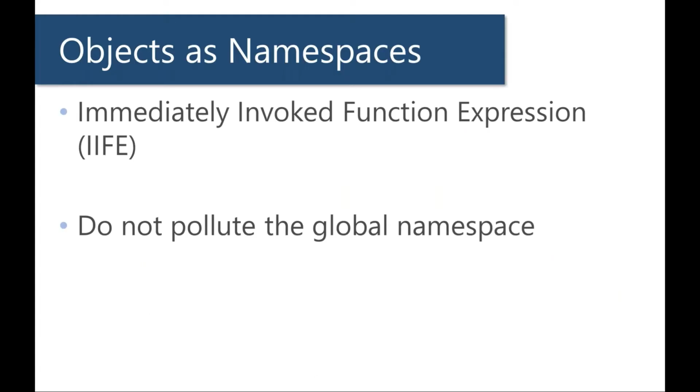But first, I want to make sure that I clarify these two bullets. Here I have a bullet that says immediately invoked function expression, and then I say do not pollute the global namespace. What do those statements mean? Well, let me show you.